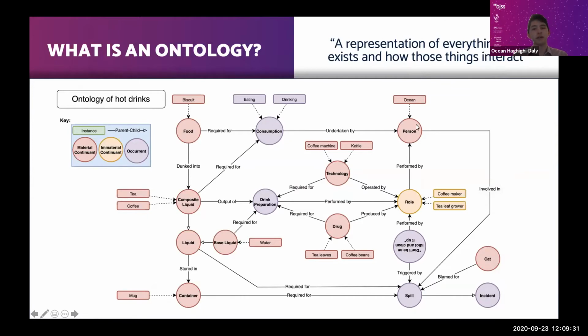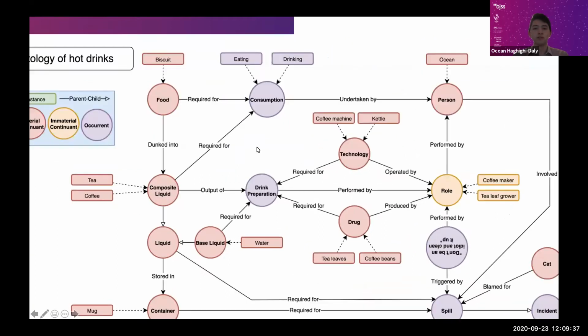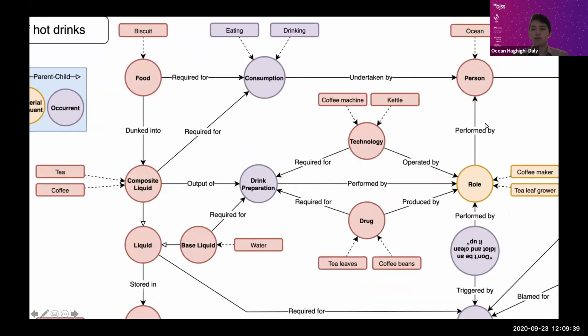And then we describe how these things interact with these lines with relationships. So if we zoom into just this section at the top here, is what I'll be talking about. And I'll walk you through a quick example.